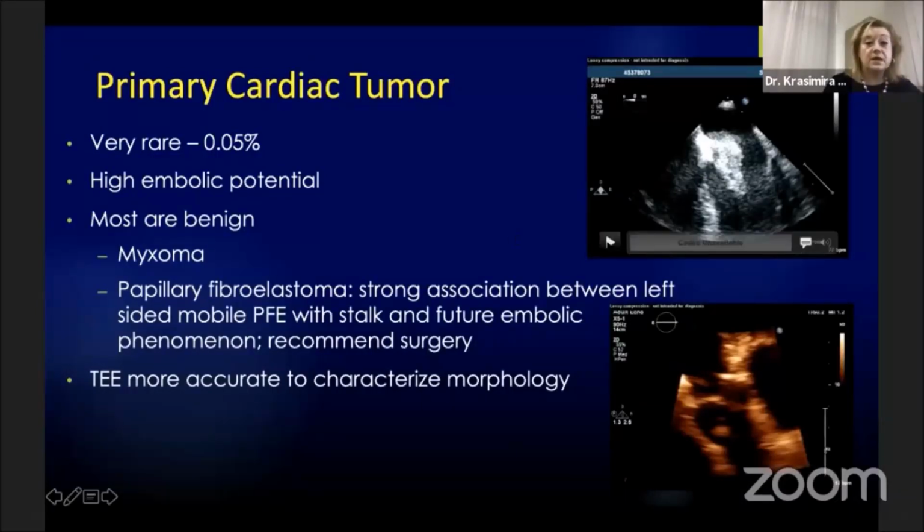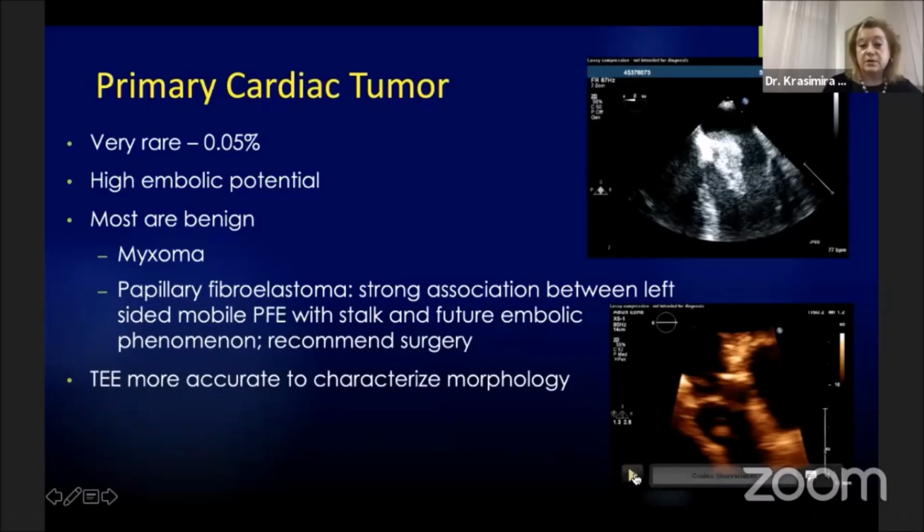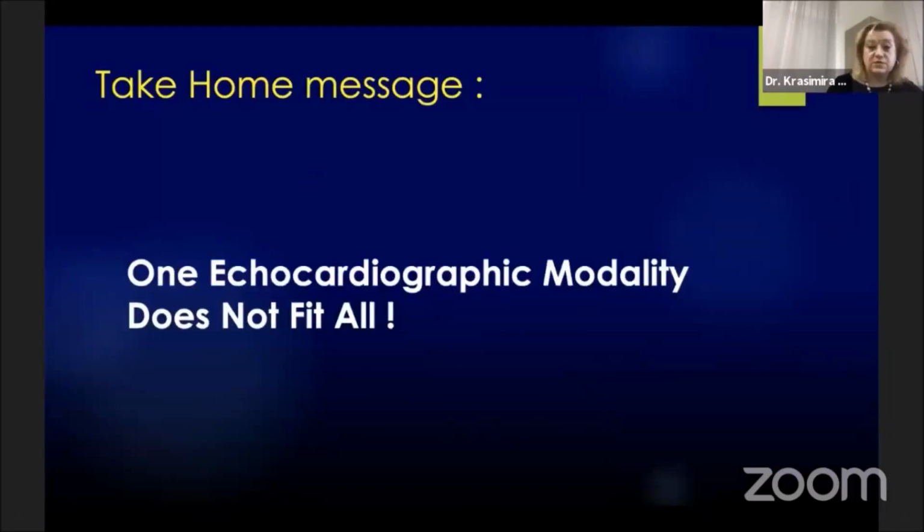Primary cardiac tumors are very rare, less than 1%. They have a high embolic potential. We could find myxoma, papillary fibroelastoma. I'm sorry that it's not moving here, the video. Papillary fibroelastoma is strongly associated with a left-sided mobile PFO and a stalk with future embolic phenomena. Transesophageal echocardiography is the most accurate modality to characterize this.